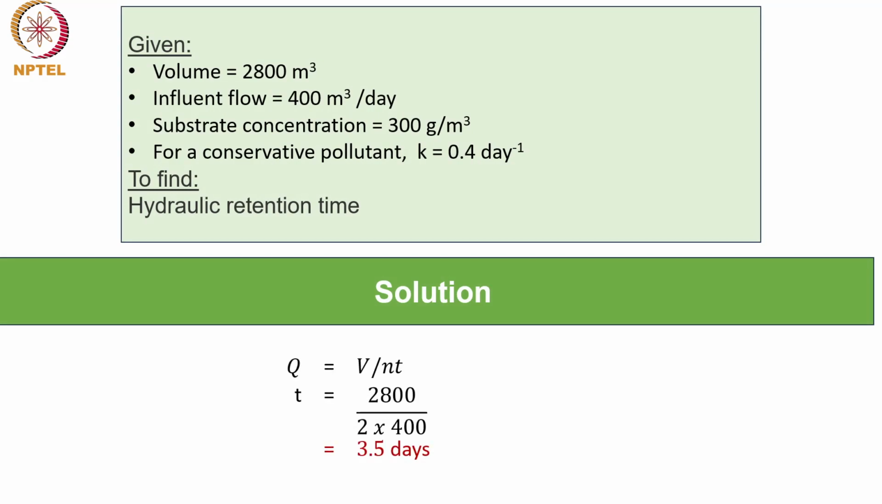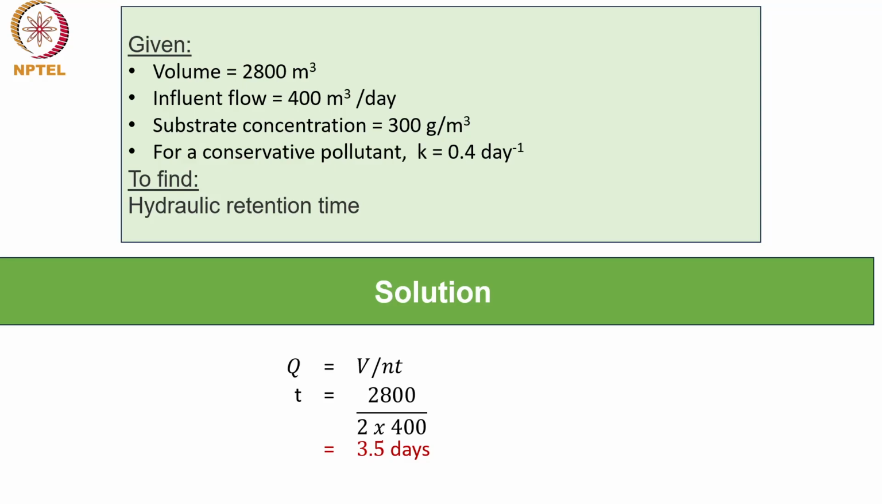Because volume is equal to 2800, influent flow rate is equal to 400 meter cube per day, substrate concentration is 300. Here these are all redundant data. Substrate concentration and this K, everything is redundant data. It's just a matter of common sense. You yourself will know Q is equal to V by T, that's it. So from that you can find T.